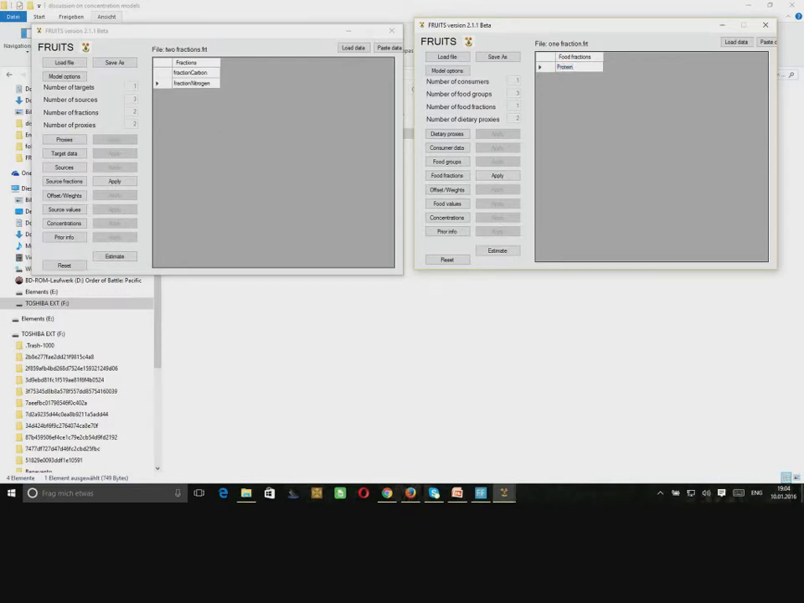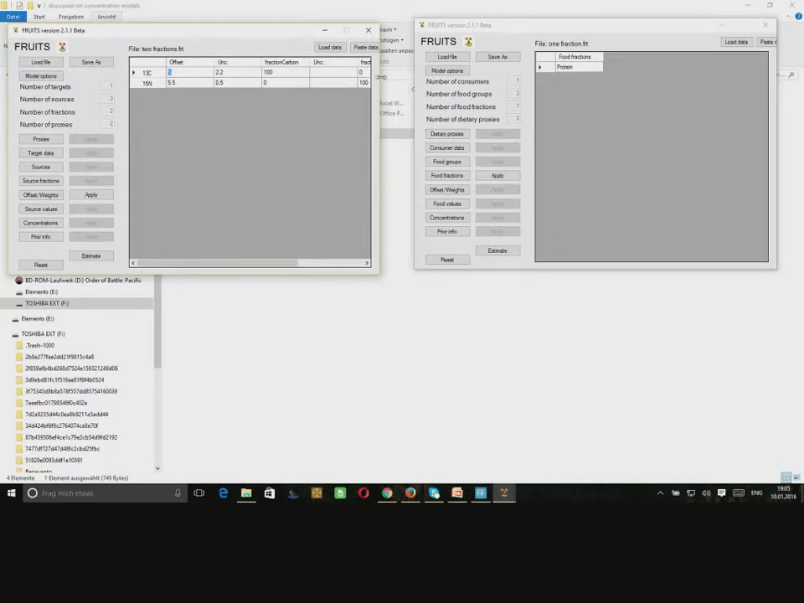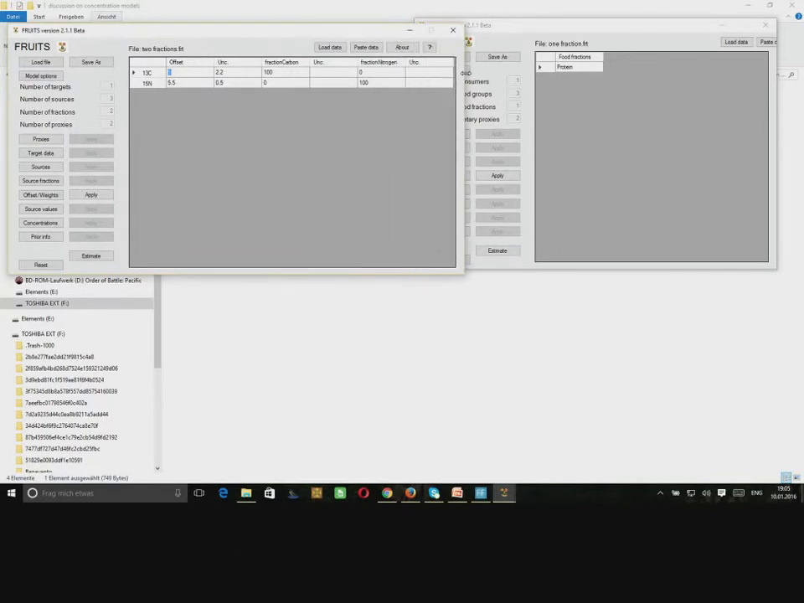When we look at the offsets and weights in the model with the two fractions, I have to inform FRUITS that the C13 signal measured in the consumer is 100% determined by the fraction carbon, and that the N15 signal measured in the consumer is 100% determined by the fraction nitrogen.